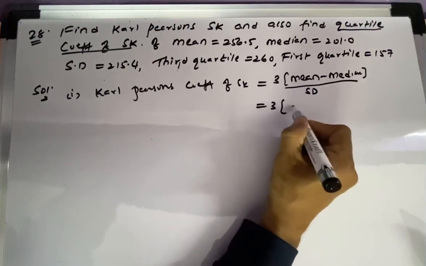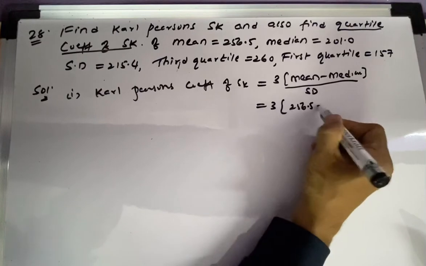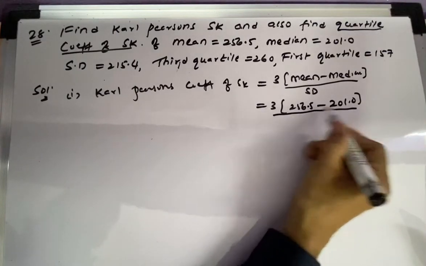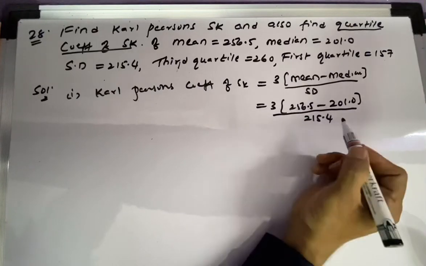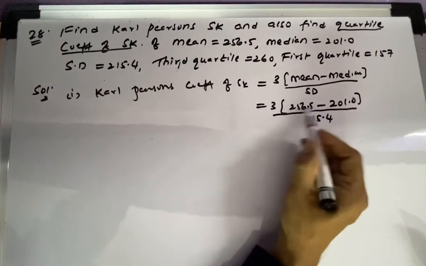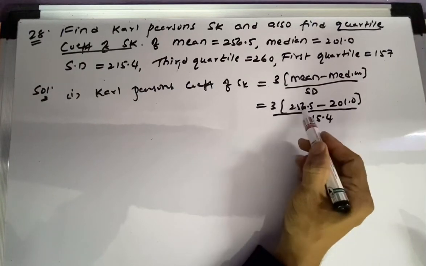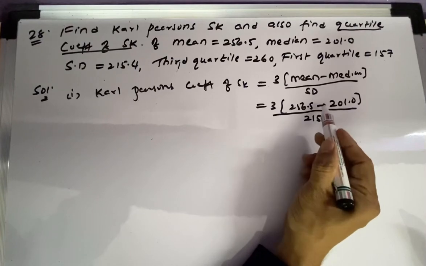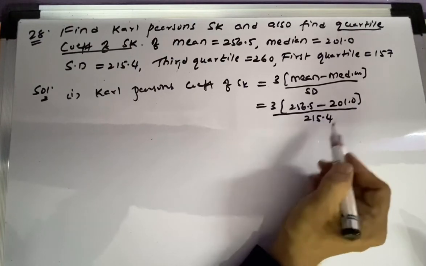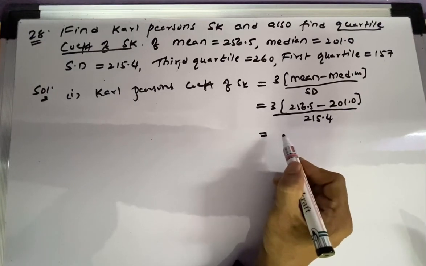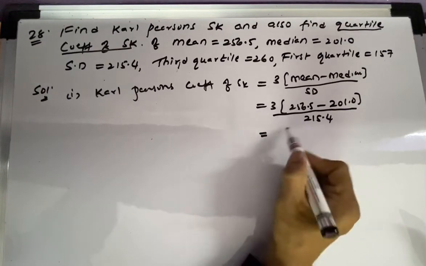3 into mean value 256.5 minus median 201.0 divided by standard deviation 215.4. While calculating this value, first subtract the values inside the bracket, then multiply by 3. Don't multiply 3 into this minus this on the calculator. First subtraction, whatever answer is on your screen, multiply by 3, then divide by 215.4. And whatever answer you get, you can write down, that is 0.772.